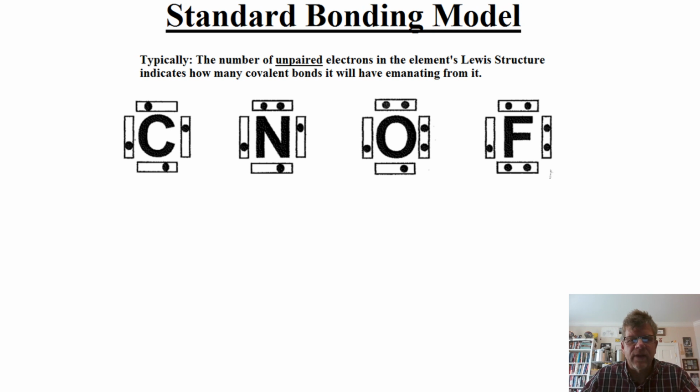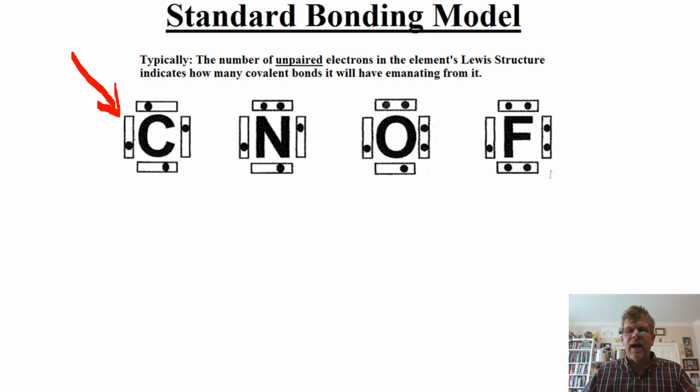And as we move along, as we continue to add electrons in there, now oxygen has 2 unpaired electrons, 2 lone electron pairs, and fluorine, and indeed any halogen, has 3 lone electron pairs and 1 unpaired electron. We are going to be focusing only on the unpaired electrons. So if we look at something like carbon, how many unpaired electrons does it have? Clearly, it has 4 unpaired electrons. Thus, the standard bonding model states that the carbon will have 4 covalent bonds emanating from it, always in the standard bonding model, in any standard bonding situation.